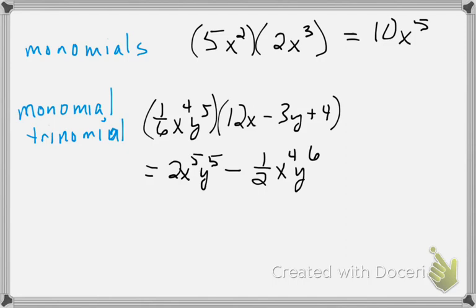One more term. Positive times positive is positive. So now we're multiplying times that last term. 4/6 reduces to 2/3, and x to the 4th, y to the 5th.